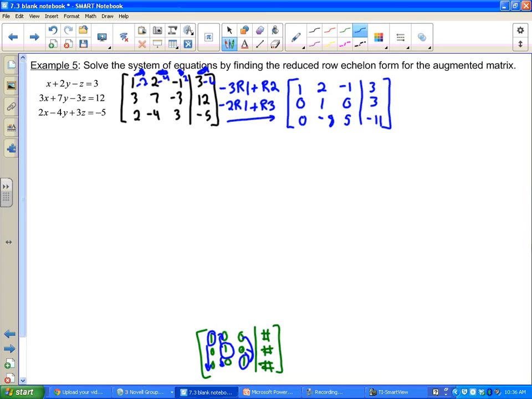Now we need to go to the second column. And actually, we already have a 1 right here in the very middle, so we don't have to get that 1. Now we want to get the 0 in row 1 and row 3. To get the 0 up here, I would do negative 2 times row 2 plus row 1. To get the 0 here, I would do positive 8 times row 2 plus row 3. So this last thing is always the row that you're trying to change.